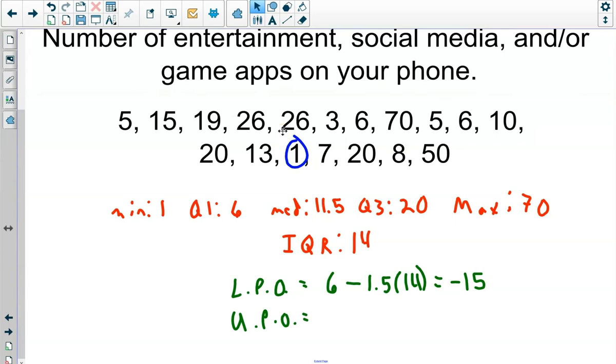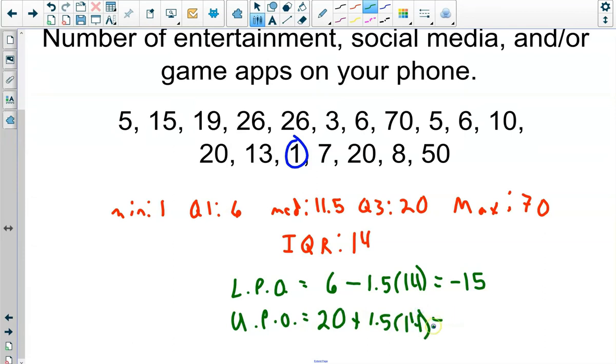Now, for the upper, we'll take 20 plus 1.5 times 14. 1.5 times 14 is 21. 20 plus 21 is 41. So our upper cutoff score is 41. Anybody above 41 is a potential outlier. And we actually have 2 of those: 70 and 50. Well, I already explained mine, so we know this is not a mistake. This is truly an outlier for us.